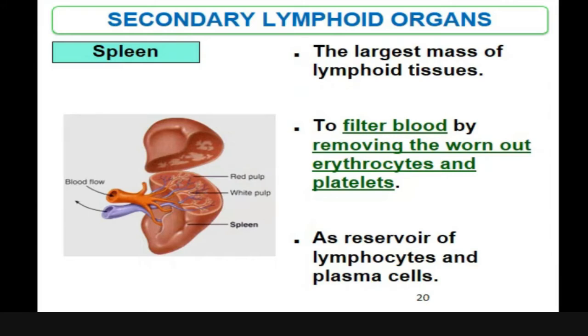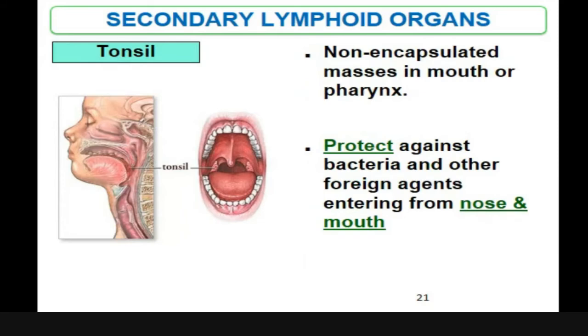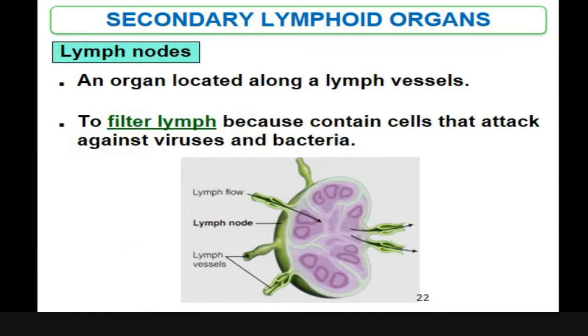Okay, spleen is the largest mass of lymphoid tissue to filter blood by removing the worn out erythrocytes and platelets. So it is a reservoir for lymphocytes and plasma cells. Tonsil is a non-encapsulated mass in the mouth or pharynx. Di sini it protects against bacteria and other foreign agents that enter nose and mouth. Kita nganga pun dia akan masuk, kita menguap contohnya, kita makan benda yang kotor. So semua tu ada risiko kemasukan pathogen.